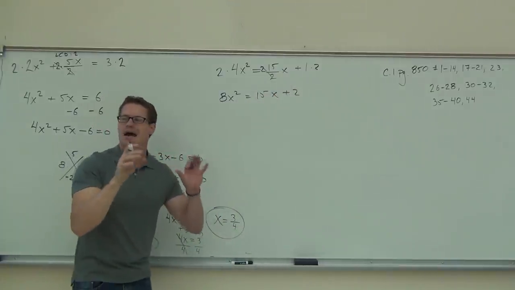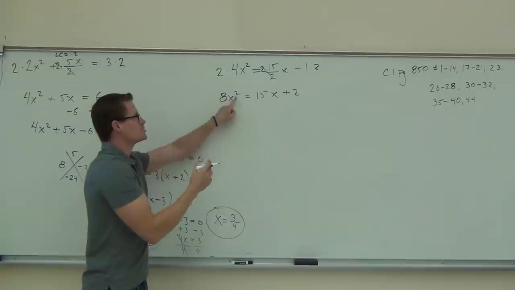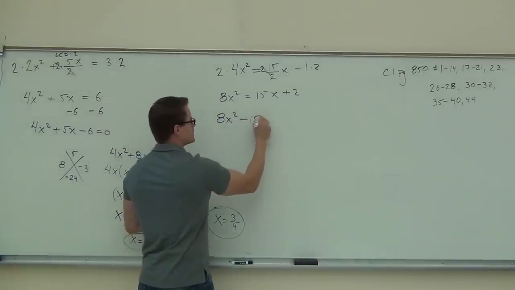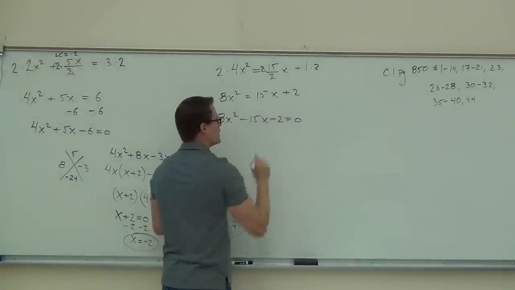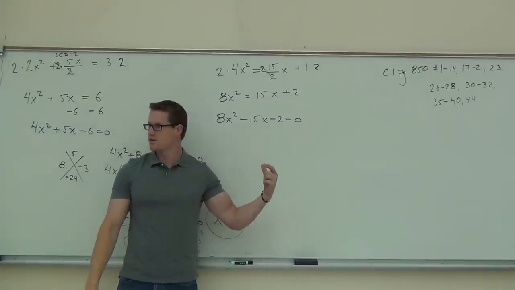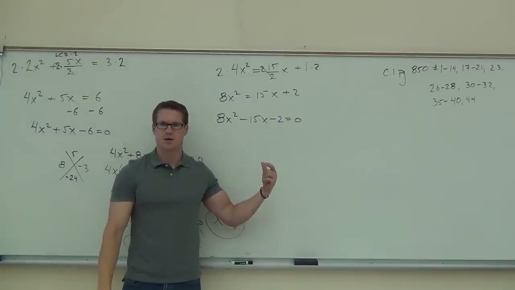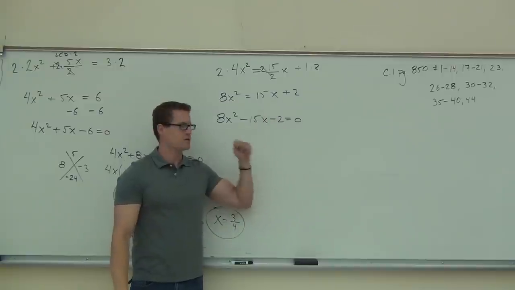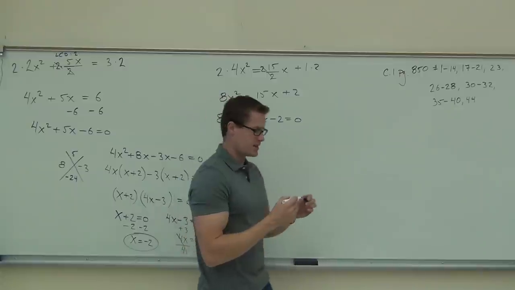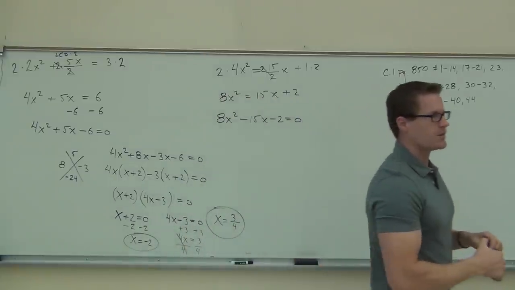Your next step you have to do, get everything to one side because you have the x squared. You should have 8x squared minus 15x minus 2 equals 0, and then we're going to use a diamond problem to wrap that thing up. Did you guys get that far? Okay, we'd have the negative 15 on the top and negative 16 on the bottom. And then we work it from there.